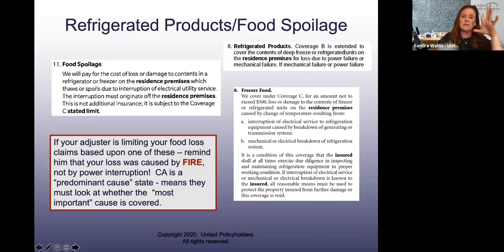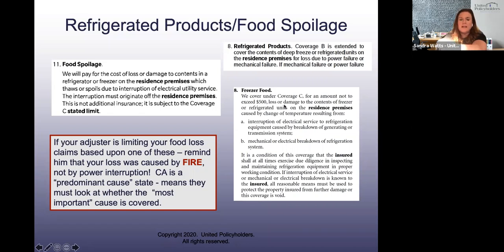Okay, I'm going to hit this quickly, and the reason that I put this in here, I wouldn't have ever talked about it, but it sounds like people are having trouble with it. If your adjuster is telling you you only get $500 coverage for your food in your refrigerator, it is my personal opinion that they're wrong. What they're doing is these are little additional coverages that are in your policy that pay for freezer food and food spoilage and all of this, but read them. We'll pay for the cost of loss or damage to contents in a refrigerator or freezer on the premises, spoils due to interruption of electrical utility service. Okay, it must originate off. All of these are the same, power failure, mechanical failure.